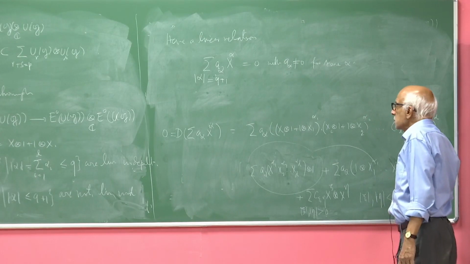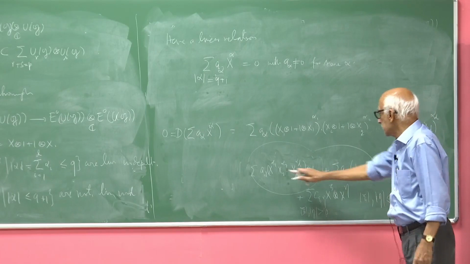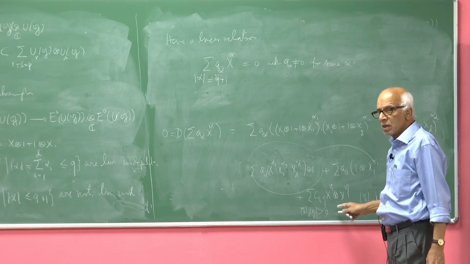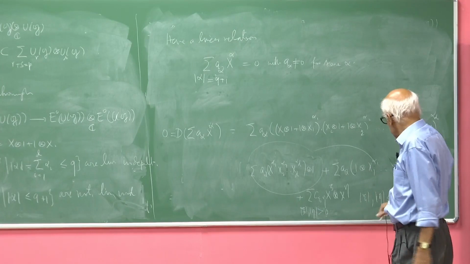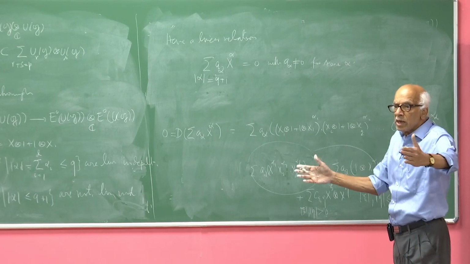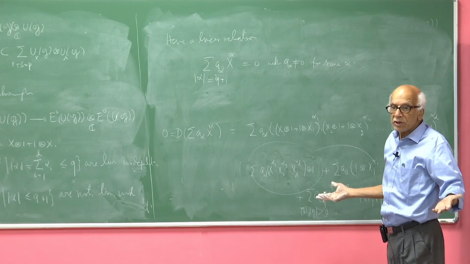less than or equal to q. These are terms which correspond to degree q plus 1. But you get lower order terms here. But we know the xi are linearly independent when mod psi is less than or equal to q, and so are the x eta. So this tensor product is also in the tensor product space, they are also linearly independent. You get a contradiction because you have 0 here.